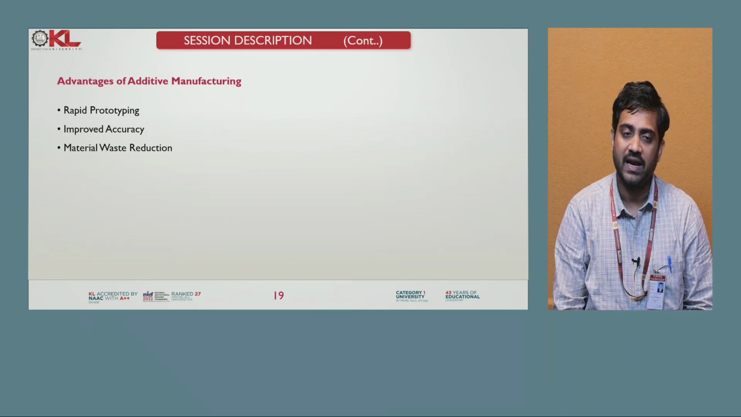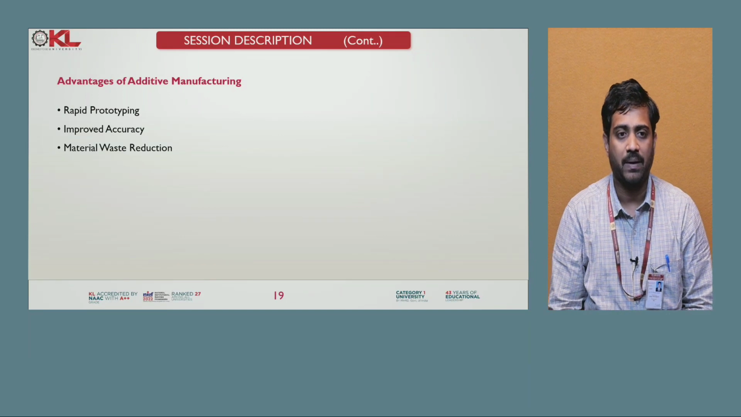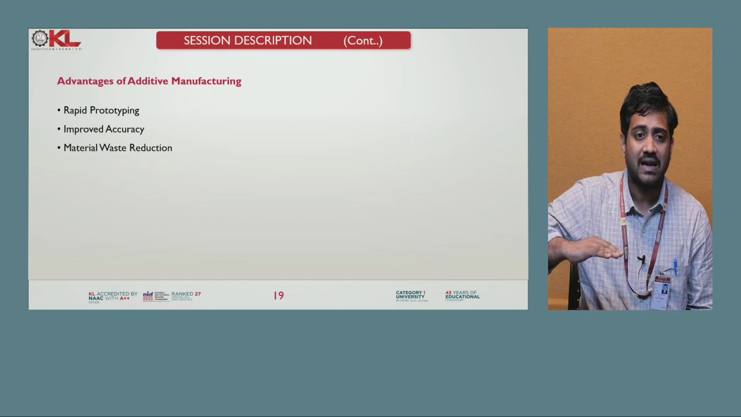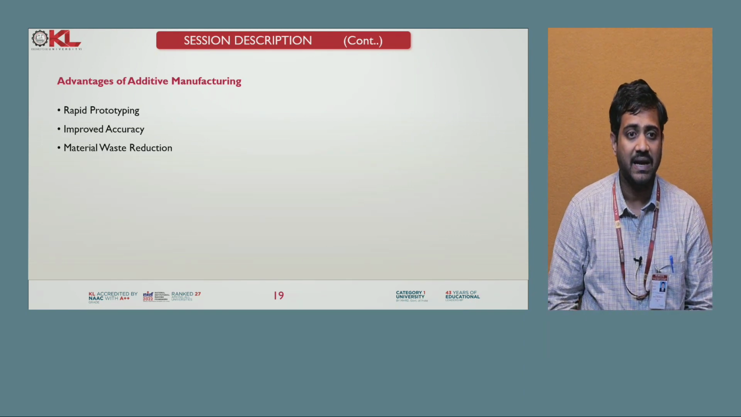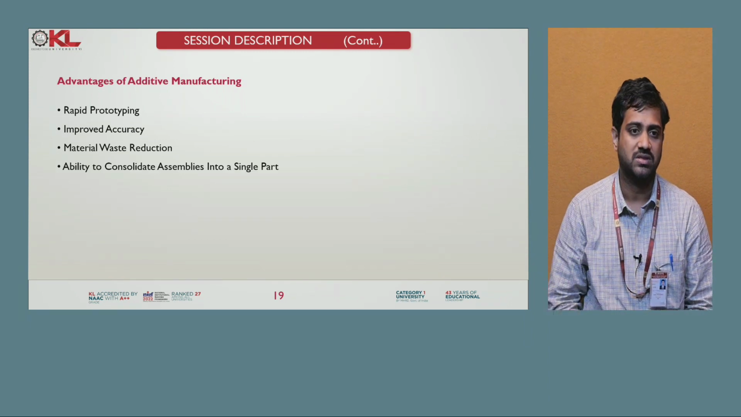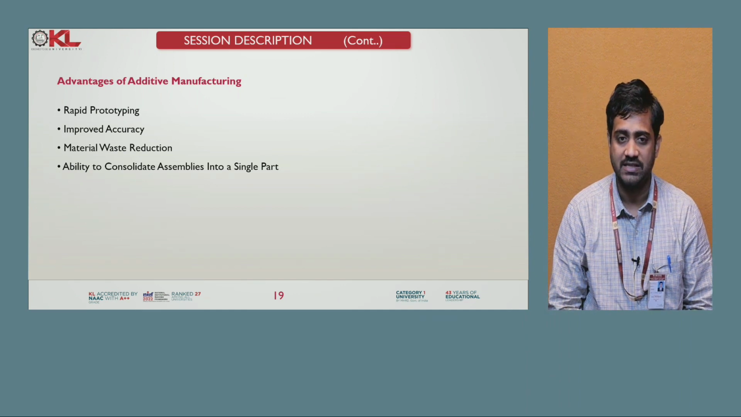If you take a normal conventional machine, there if you want to shape a particular part, if you want to remove the unwanted material, a lot of wastage we are going to get. But since here we are printing a part layer by layer, the material wastage will be very less in the additive manufacturing process. And also the ability to consolidate assemblies into a single part.